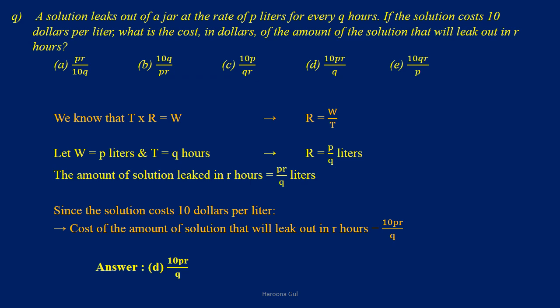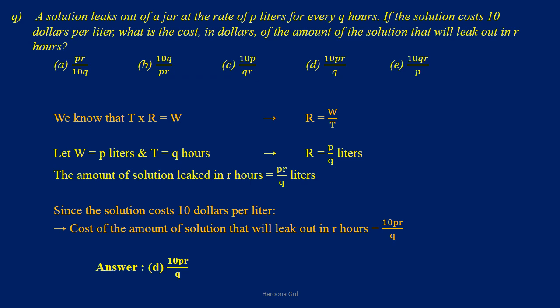Let us see the third problem of this lesson. It says that a solution leaks out of a jar at the rate of P liters for every Q hours. If the solution costs $10 per liter, what is the cost in dollars of the amount of the solution that will leak out in R hours?